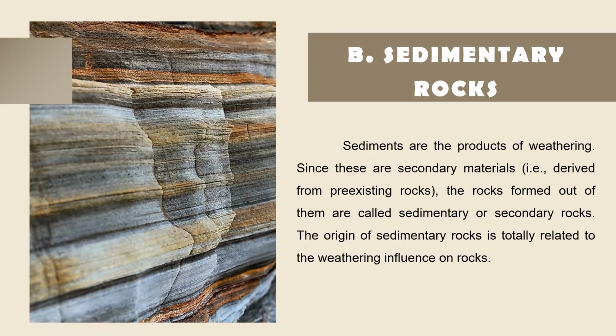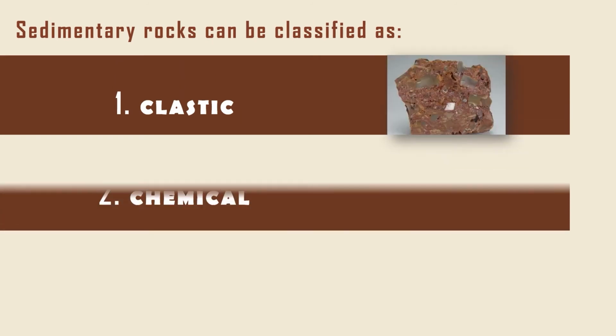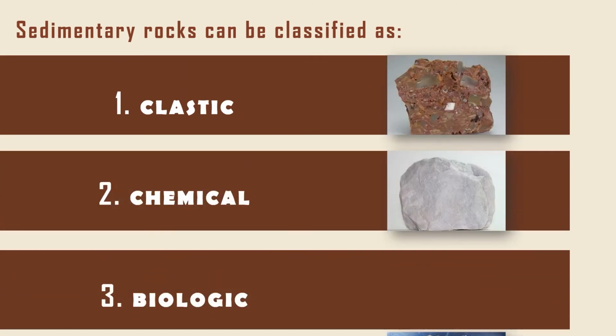Sedimentary rocks. Sediments are the products of weathering. Since these are secondary materials, the rocks formed out of them are called sedimentary or secondary rocks. The origin of sedimentary rocks is totally related to the weathering influence on rocks. Sedimentary rocks can be classified as clastic, chemical, and biologic.